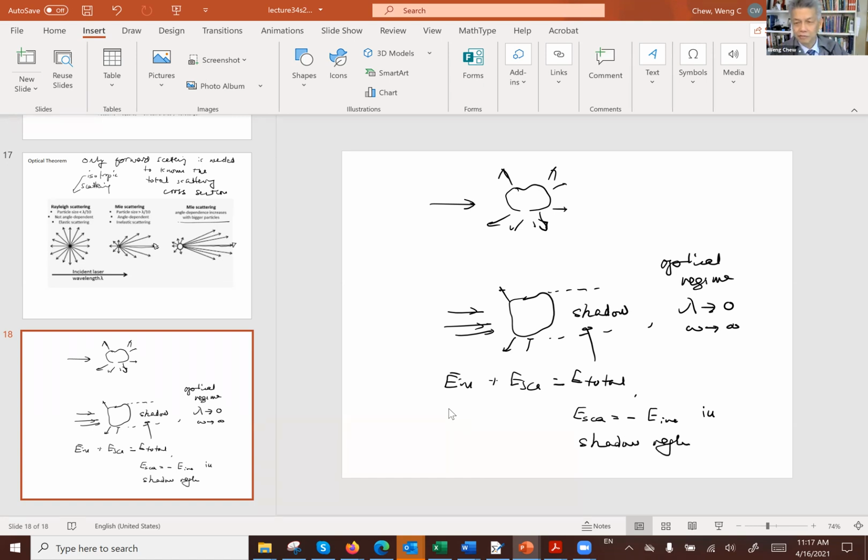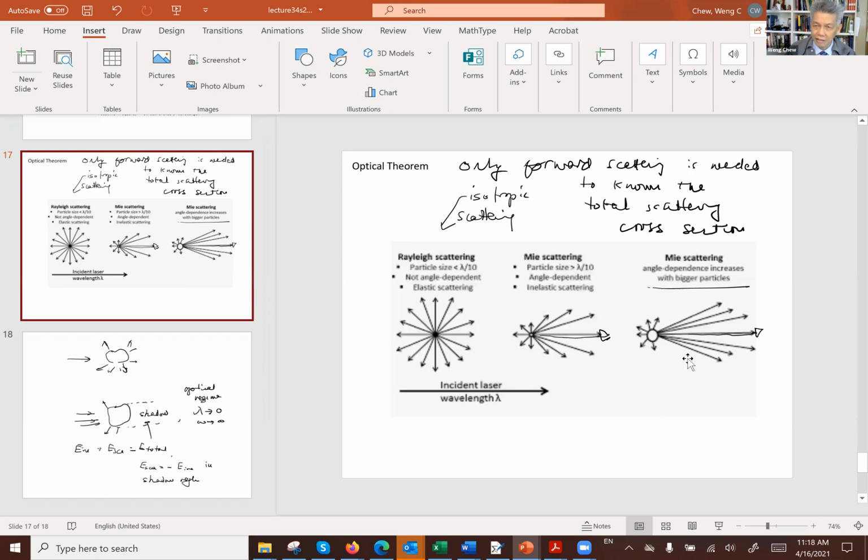So it gives you the inkling that once you know the incident field and know what is being scattered in the forward direction, the scattering amplitude is such that they have to cancel each other in the shadow region. So knowing the scattered amplitude in the forward direction allows you to find the scattering cross-section of this object in all other directions. This is why the higher the frequency, the more the power is being scattered in the forward direction.